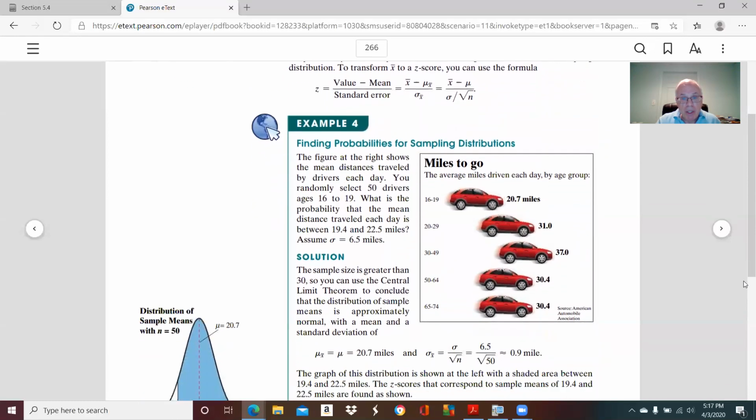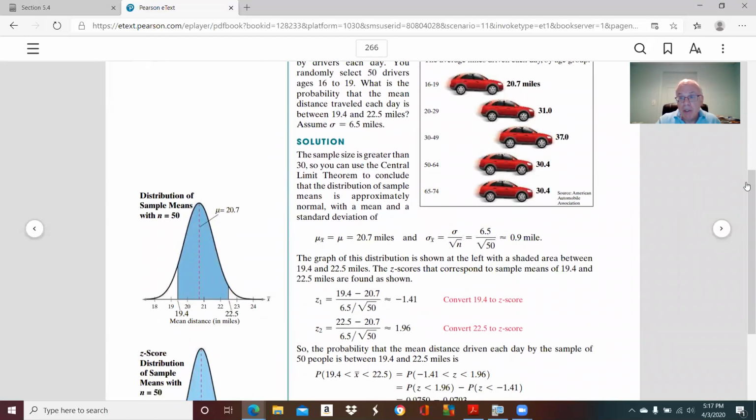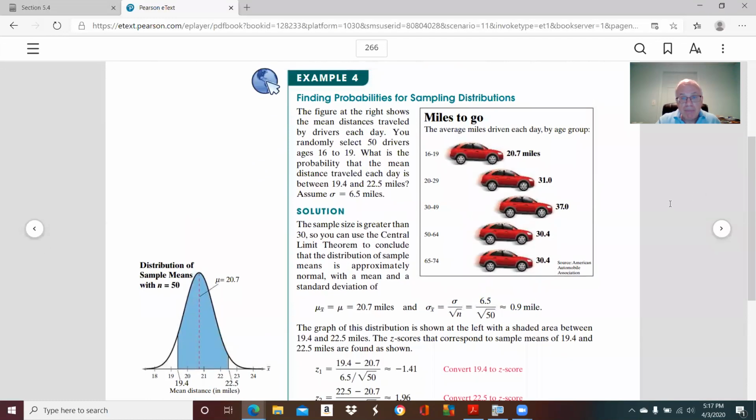So anyway, here's an example of doing a probability problem. Now, in this particular case, instead of doing what they're doing here, we can just use our calculator, normal CDF. Right? So anyway, I'm just going to put a pen ready here and write down this information. It says that the figure at the right shows the mean distances traveled by drivers each day. You randomly select 50 drivers. That's our sample size. So n is equal to 50.